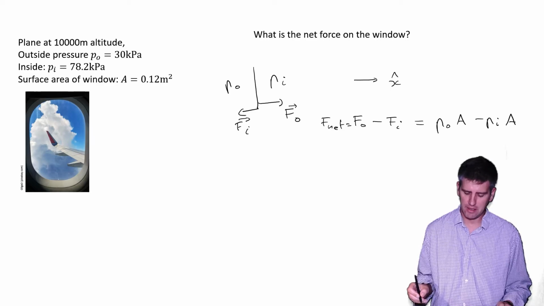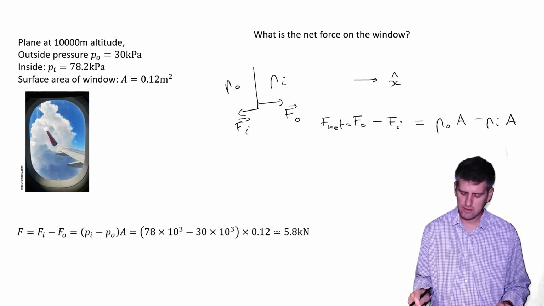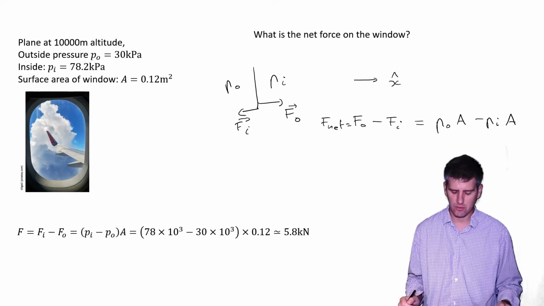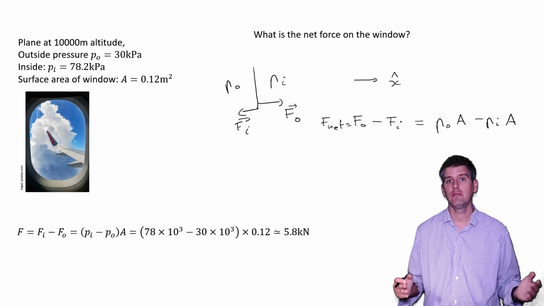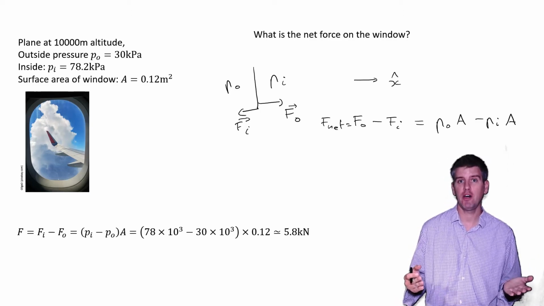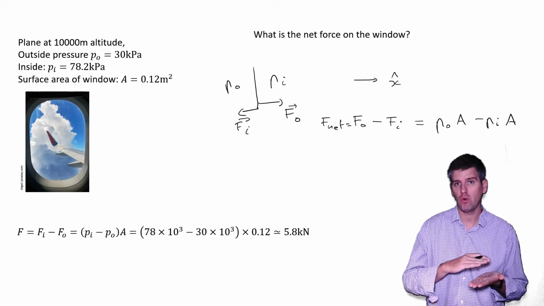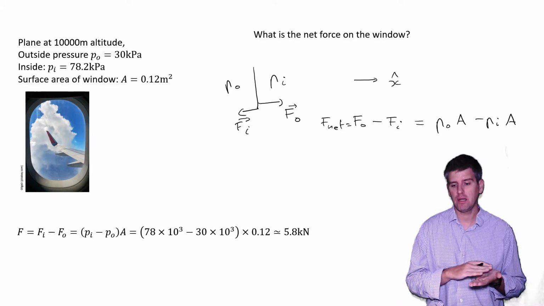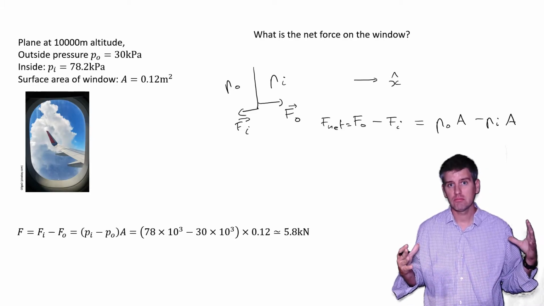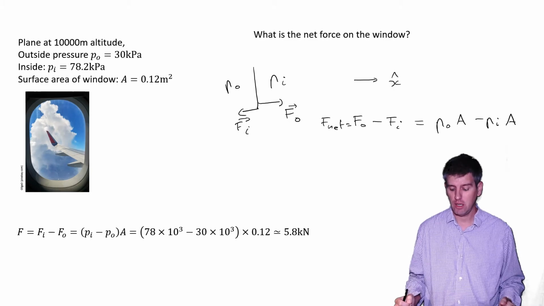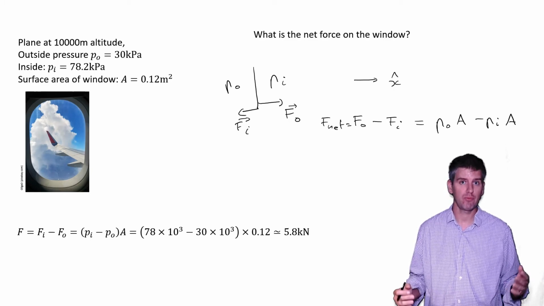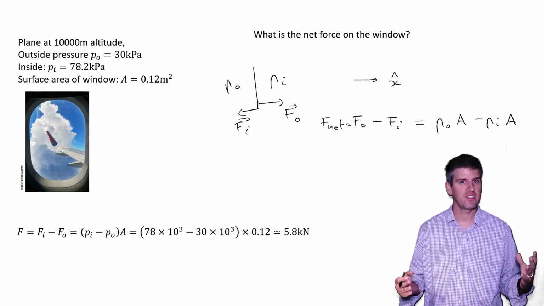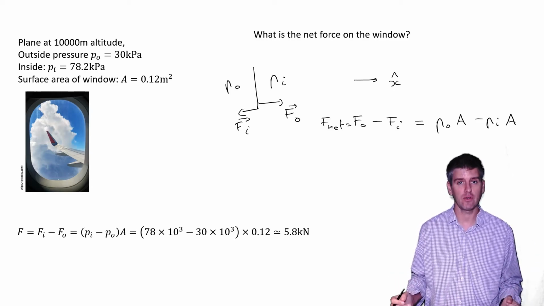And if we plug in numbers to that, we get that the force is equal to 5.8 kilonewtons. That's the same force as exerted by about 580 kilograms of weight at ground level. So that's quite a very high pressure on each window. So forces due to pressures tend to be large numbers. That's something good to remember.